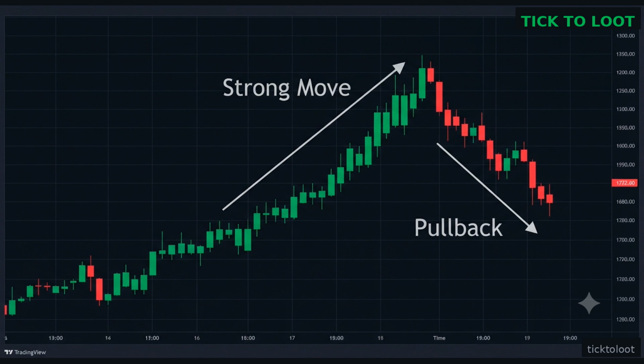This pullback is called a retracement. Think of it like a rubber band stretching and then snapping back. The retracement is the snapback part, where the price moves back in the opposite direction of the original move.